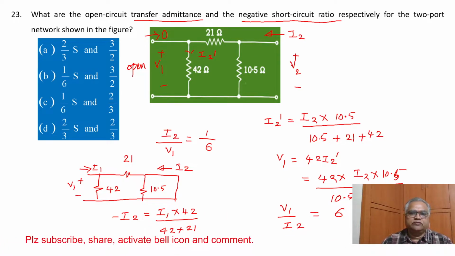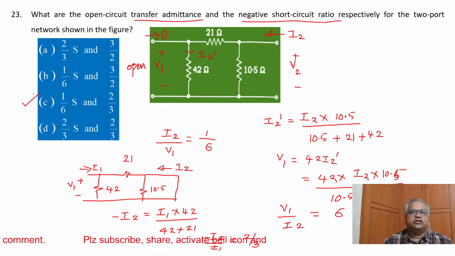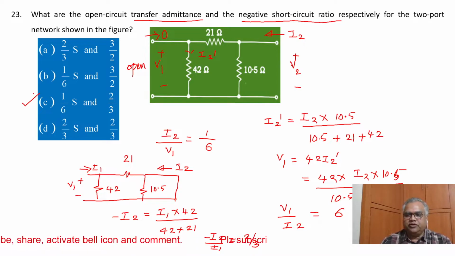So from this, what is asking negative short circuit. So minus I2 by I1. We'll get 2 by 3. 2 by 3. 1 by 6, 3 by 2 is there, 2 by 3 is there. So C is correct. So compulsorily both you have to find. Otherwise, elimination method cannot be applied here.